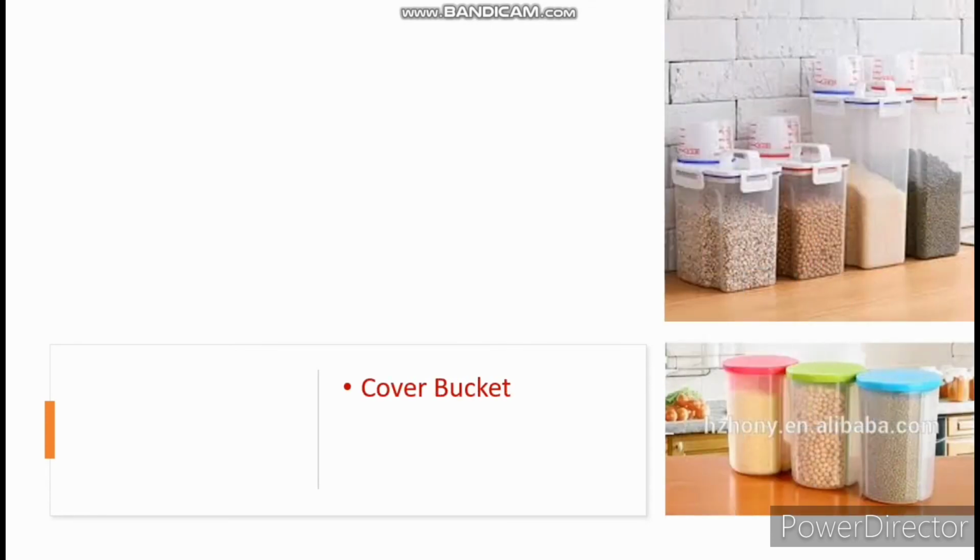Another method of food storage we have is covered buckets. Covered buckets with a tight fitted cover can be used to store dry food like beans, rice, garri, and so on.